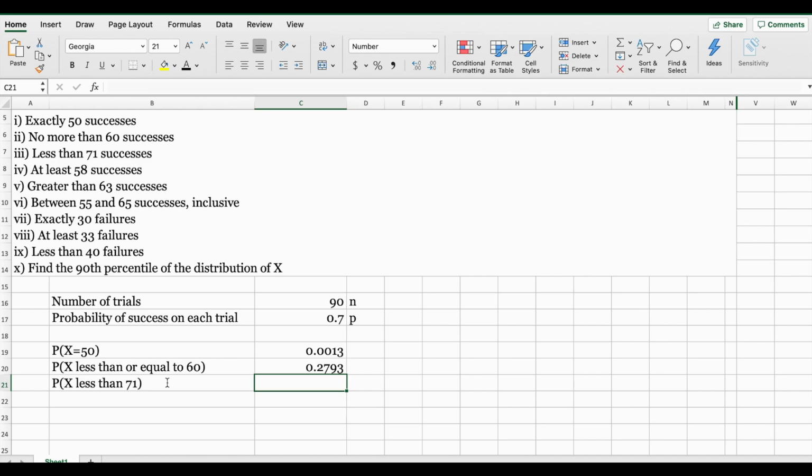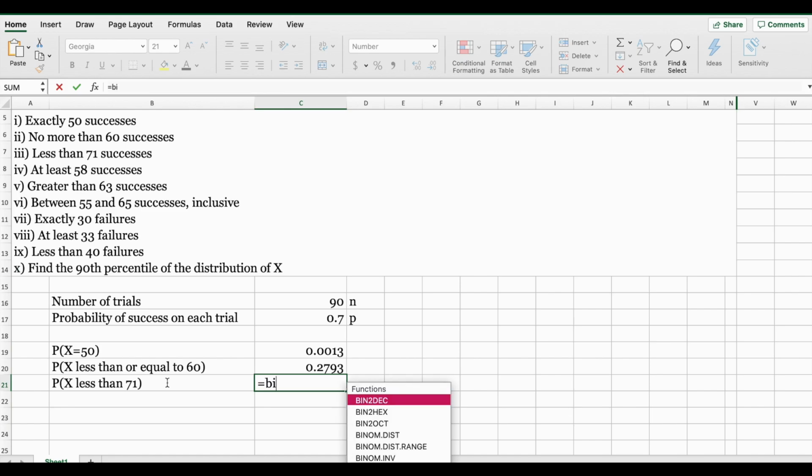Now we're going to get started with the binom dist function again. So we're going to type binom dist. And here for x, we are not going to put 71. Since it's looking for probability when x is less than 71, we are going to put 70. In place of 71, we're going to type 70 because the question is asking us to find the probability of x when it's less than 71.